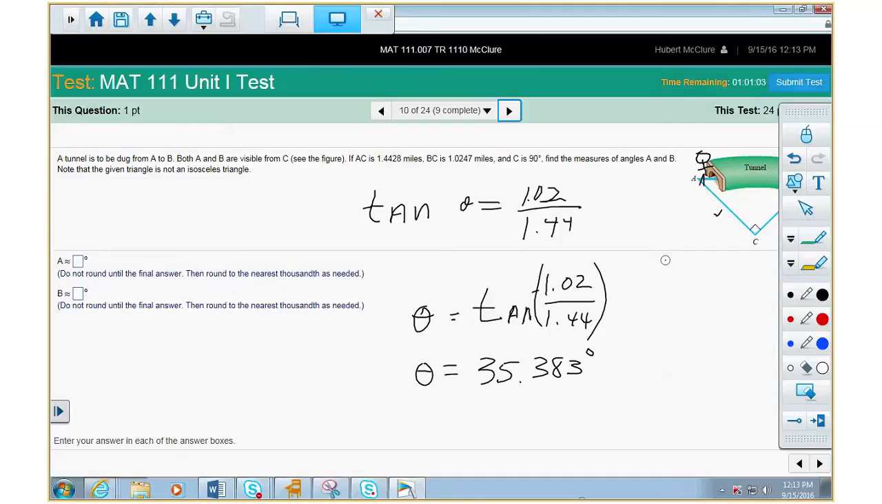And then now take 35.38 plus 90 and subtract it from 180. What do you get? Add it to 90 and subtract it from 180. Okay, so 54.617.